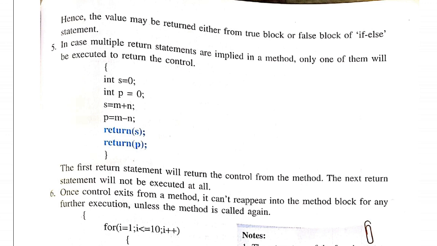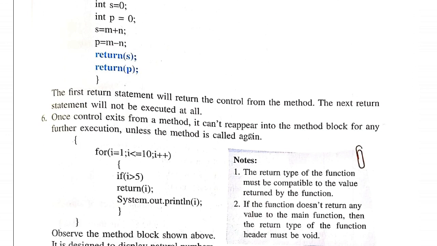The first return statement will return the control from the method. The next return statement will not be executed at all. That means the first return statement here it is s. The compiler comes up to return s. It won't go to the next one, that is return p. Once the compiler checks the return statement, it terminates there itself. It won't come to the next statement.